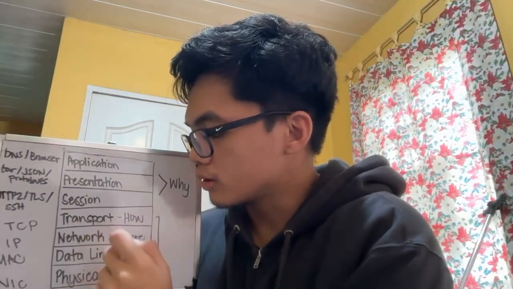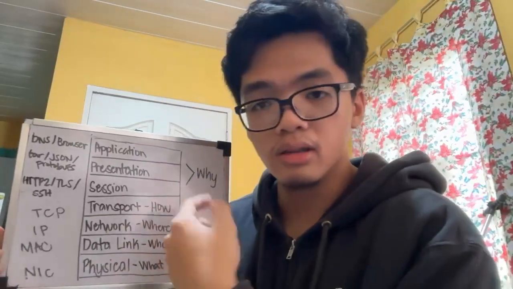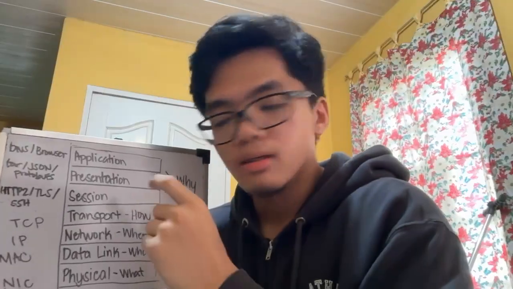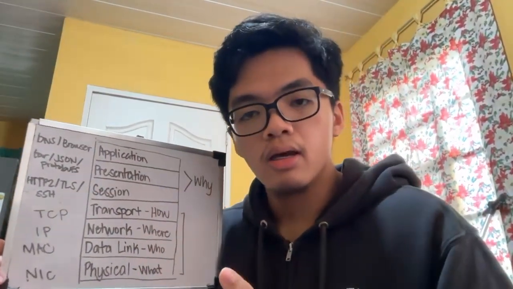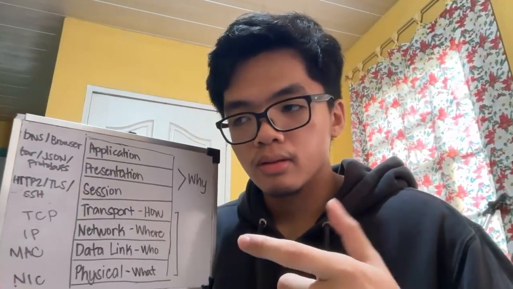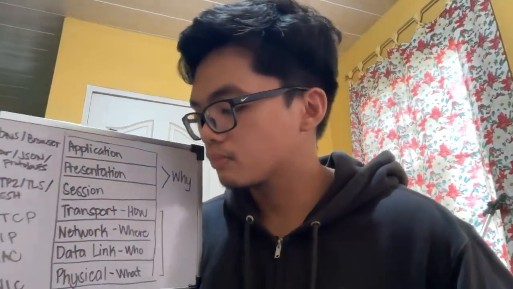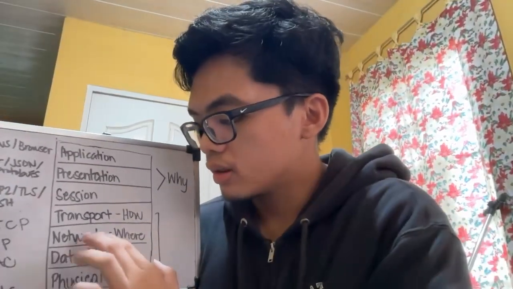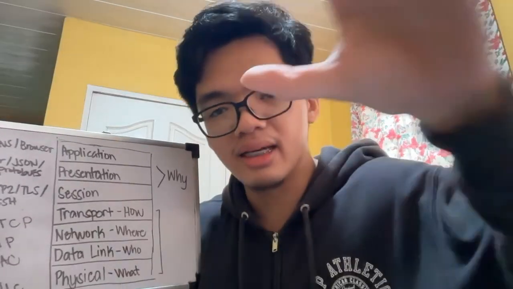Next, transport. The transport layer answers how is the data delivered. And this deals with TCP. TCP means Transmission Control Protocol. This ensures reliable and in order communication, delivery of data between two parties. So if the network layer deals with where the data is going, the transport layer deals with how the data is going to get to its destination.